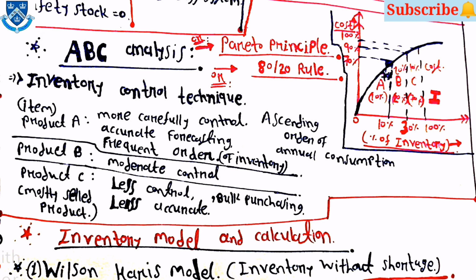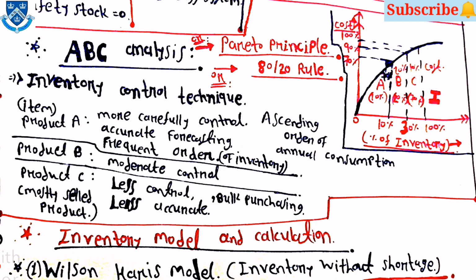The Pareto principle, or 80-20 rule, is also used in ABC analysis. From the diagram, you can see that ABC analysis is mostly used as an inventory control technique. Product A needs more careful, accurate forecasting and frequent ordering of inventory. Product B needs moderate control. Product C needs less control, less accurate forecasting and bulk purchasing. The percentage of A type is 10%, B type 20%, and C type 70%.